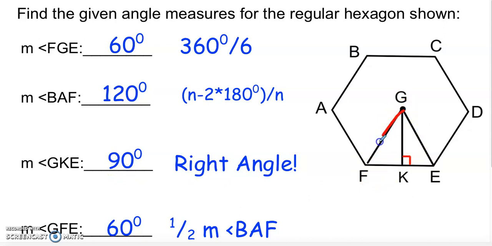Now, if I want to figure out the measure of angle GFE, so the measure of this angle right here, when we draw a segment from a center to a vertex, that's going to split this angle equally in 2. We discussed over here that the measure of angle BAF is 120 degrees, and each angle going around this polygon is 120 degrees. So at vertex F, this whole angle here is 120 degrees. So the measure of the red angle is going to be half of that, which is 60 degrees.